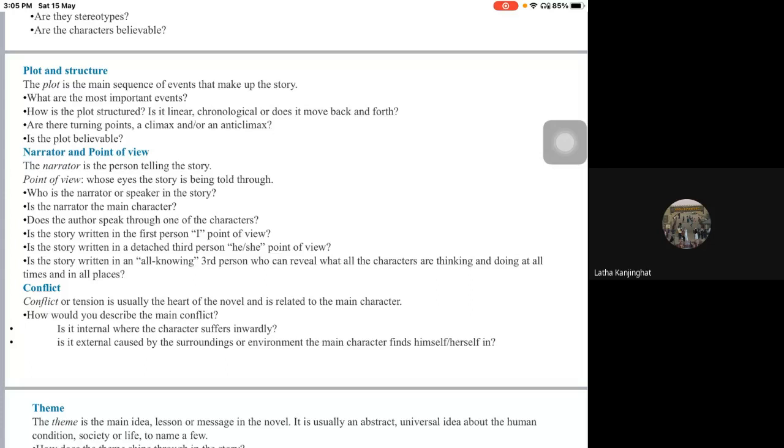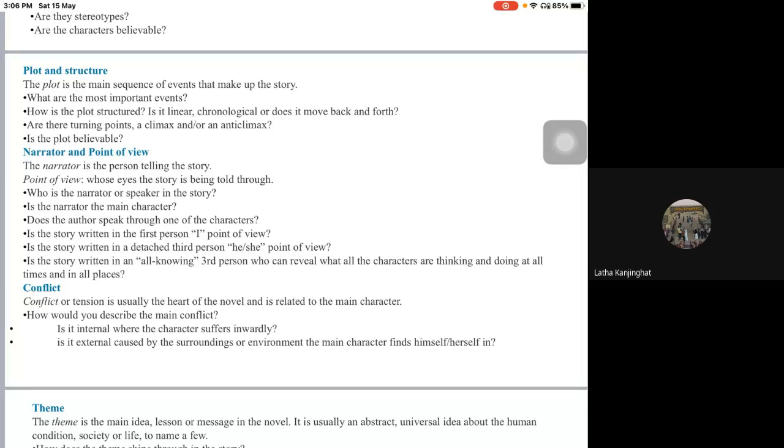Is the story written in the first person, I point of view? Is the story written in the detached third person, he or she perspective? Is the story written in an all-knowing, omniscient third-person perspective who can reveal what all characters are thinking and all characters are doing in all the places? Okay, so is it a limited point of view or an omniscient point of view? All that you have to analyze, you have to understand.